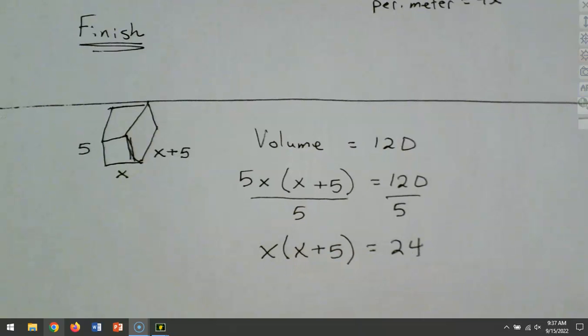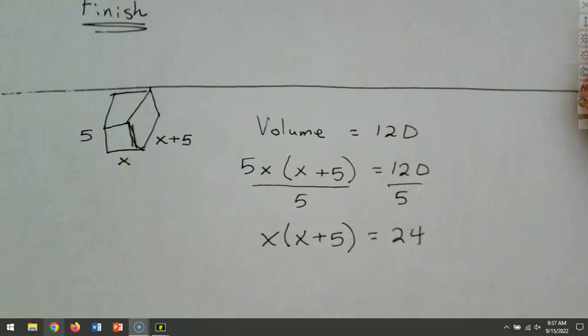So that's how you would come up with that equation. Now we need to solve it. You're going to solve it by setting it to 0. Use zero factor. More than likely you're going to get 2 solutions, and only one of them is going to work. So you can finish it from there.